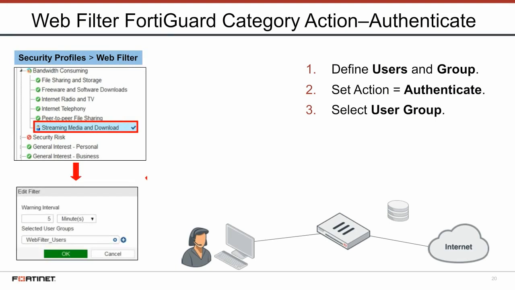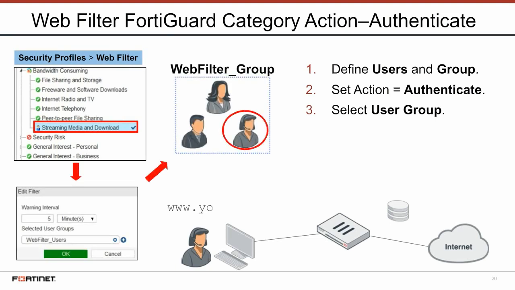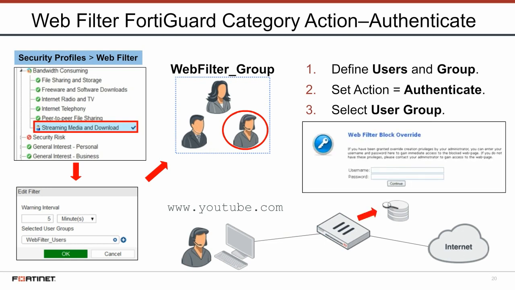The authenticate action is also a FortiGuard category-based action for proxy-based inspection. This action blocks the requested websites unless the user enters a successful username and password. The interval of time to allow access is customizable. Users are not permitted to authenticate again if they access other websites in the same category until the timer expires. Choosing this action will prompt you to define user groups that will be allowed to override the block.